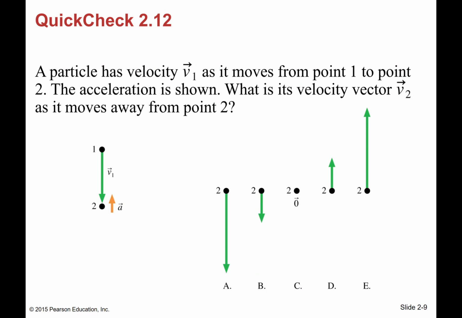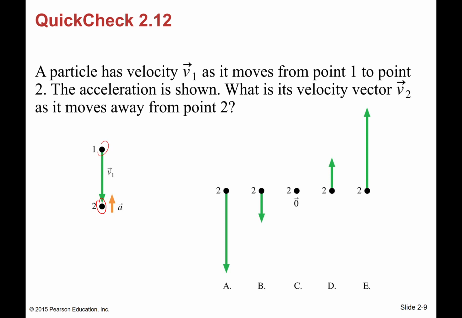Quick question here before finishing this video. So you have a particle that has velocity v1, and then as it moves from 1 to 2, from here to here, the acceleration is shown. So it moves from this point to this point. This is the velocity, right? This green vector here, and the acceleration is pointing upwards, right? So the acceleration is pointing against the velocity. That means the velocity of this object is going to be decreasing. He's going to be slowing down.